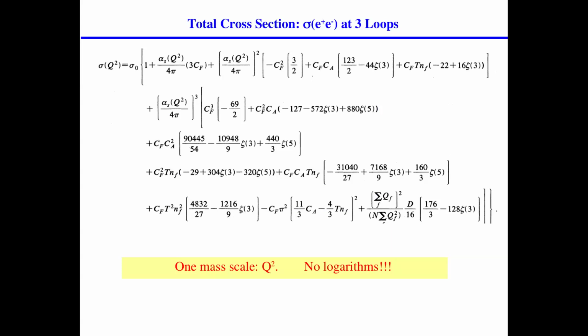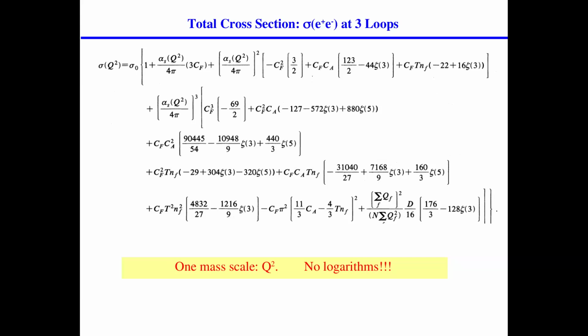I pulled this from the CTEQ handbook. This is the total cross section for e+ e- at 3 loops. And so here it is. I've got a forward cross section, I've got a 1 and alpha S and alpha S squared somewhere. There it is, alpha S squared, alpha S cubed, and so on. It's pretty ugly, but that's 3 loops. You've got some ugly functions in here and constants, but okay, that's for 3 loops, that's not too bad.